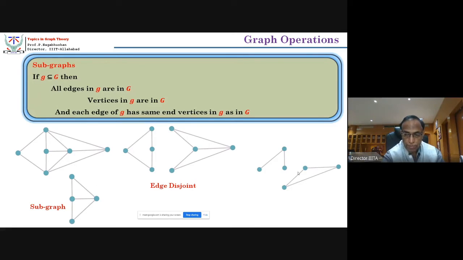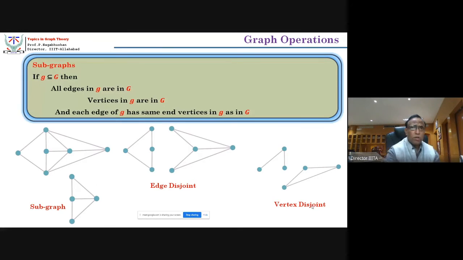Look at this example. Not only are they edge disjoint, they are also vertex disjoint, because no vertex is common between these two sets of subgraphs. So these are vertex disjoint subgraphs. So this is edge disjoint, this is vertex disjoint. Now you can make out that a vertex disjoint subgraph should essentially be an edge disjoint subgraph, whereas an edge disjoint subgraph need not be a vertex disjoint subgraph.